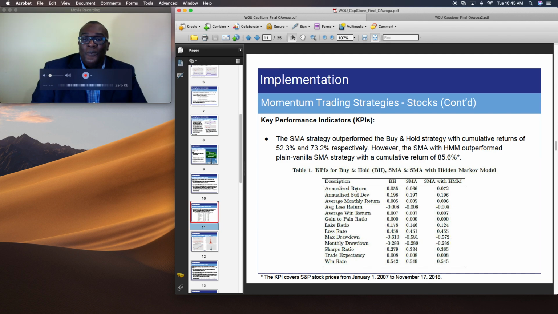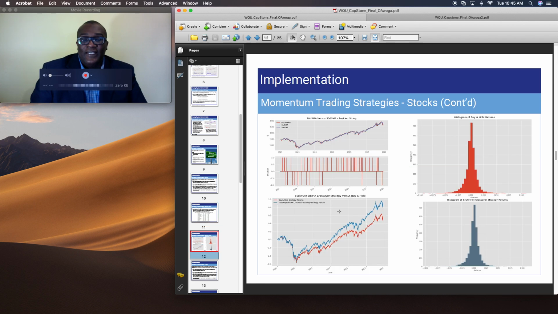Other key performance indicators are shown on the slides. As you can see from the graphs here, the blue line represents the performance of the 10-day moving average / 50-day moving average crossover strategy versus the buy and hold, which is shown in red. And in the chart above here, this is our trading signals.